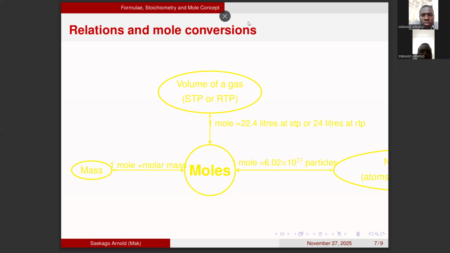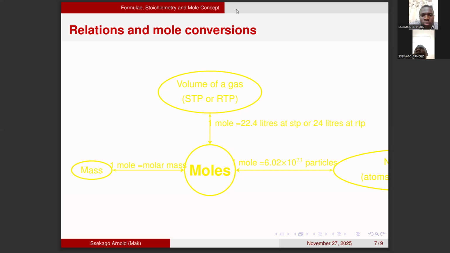Now, in this session, we are going to look at relations and mole conversions. So what do we mean here? Allow me first. I think this is not clear to you. We have this mind map, but allow me to use another version of this mind map so that you get me very well.